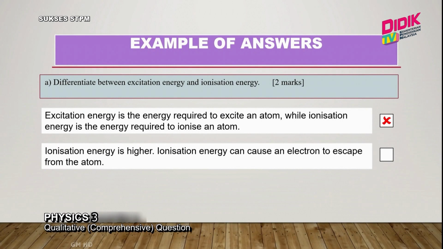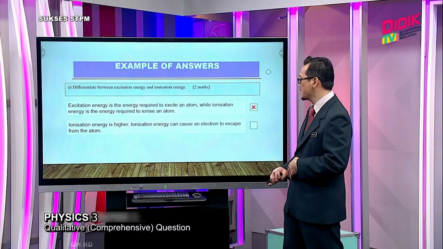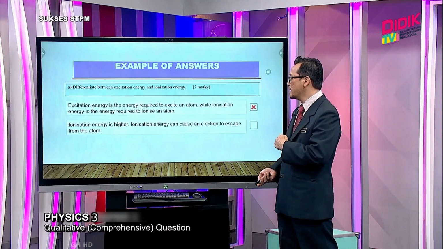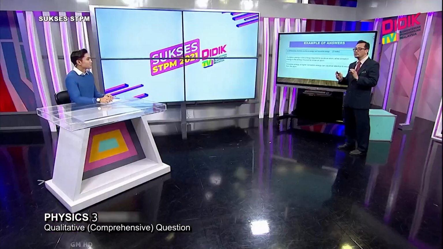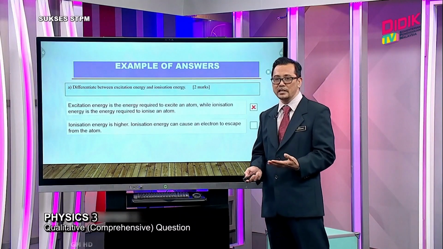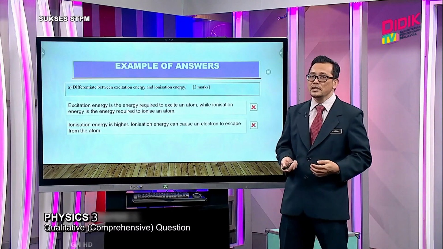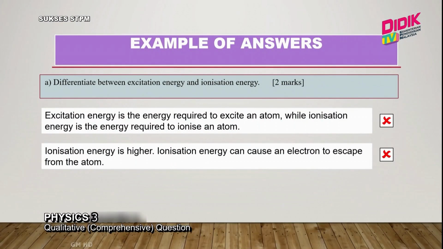Ionization energy is higher. Ionization energy can cause an electron to escape from the atom. Now look carefully that in this answer, this candidate does not answer the question. It does not meet the requirement of the question. This candidate does not show the difference between the excitation energy and the ionization energy, but just elaborates what the excitation energy and the ionization energy are. As a result, this kind of answer also is not accepted.